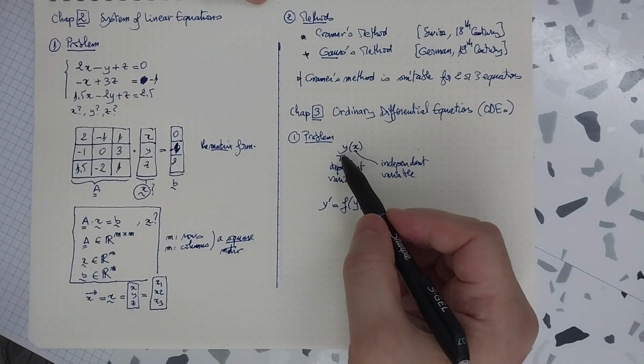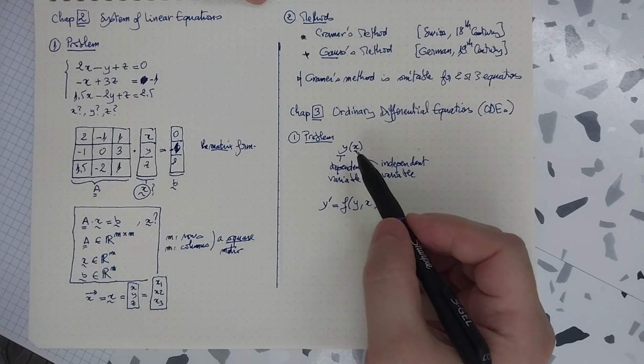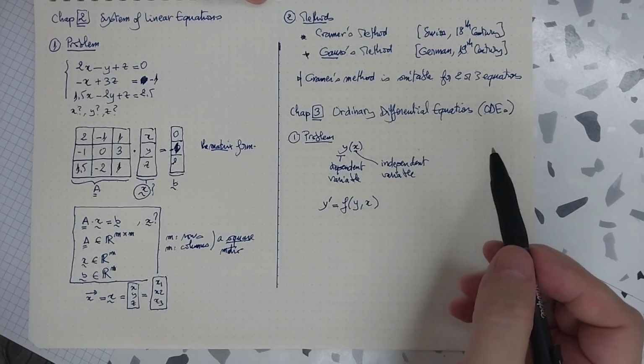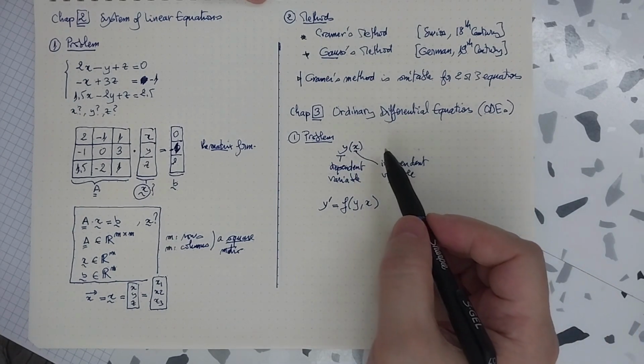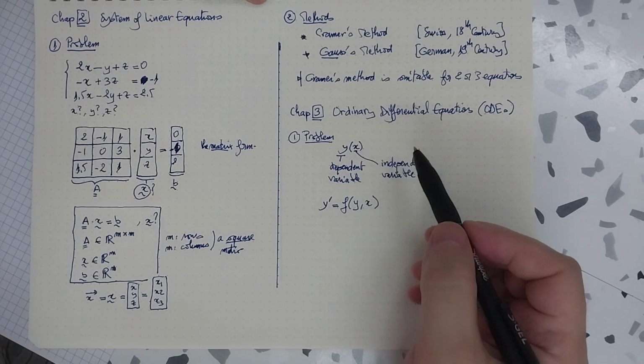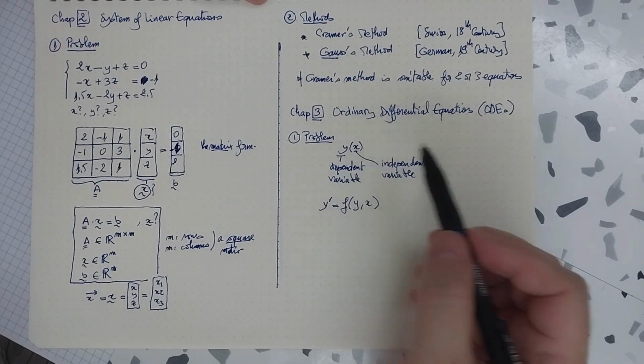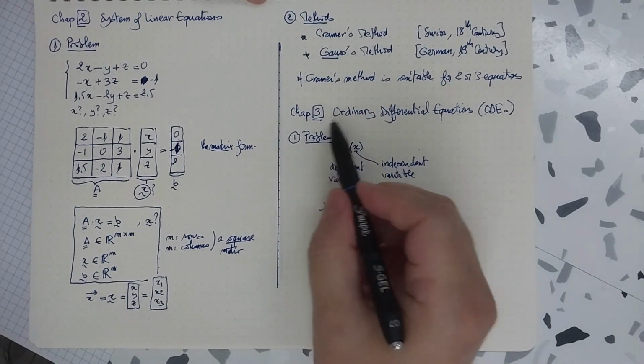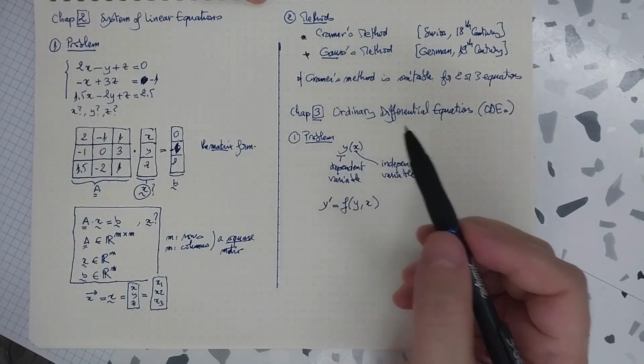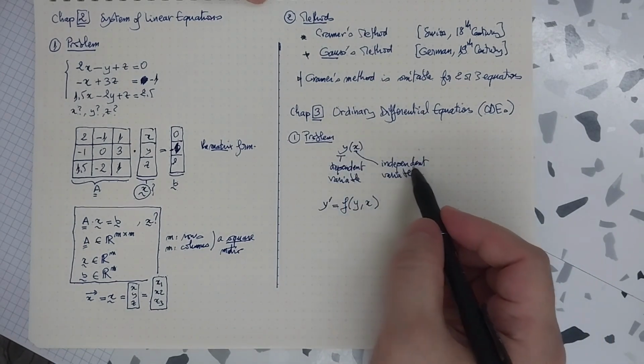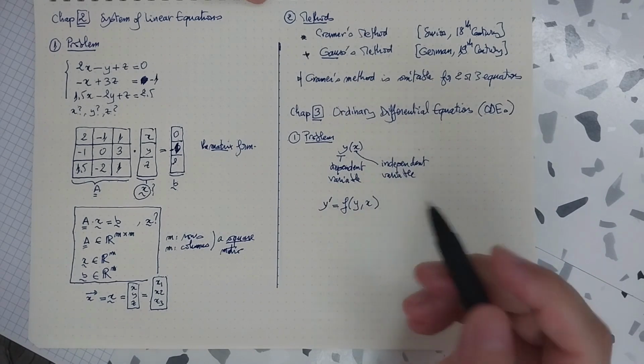If a variable depends on, let's say, 2 or 3 more variables, then it is called a partial differential equation, not an ordinary differential equation. That's the meaning of ordinary. Ordinary means simply that there is one single independent variable.